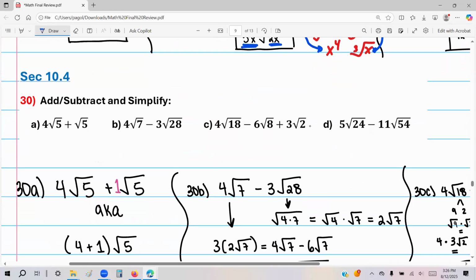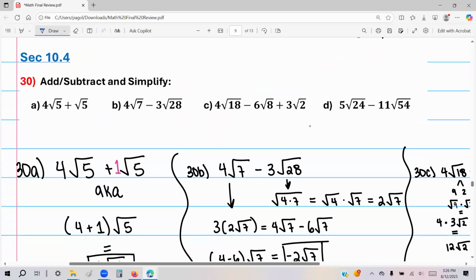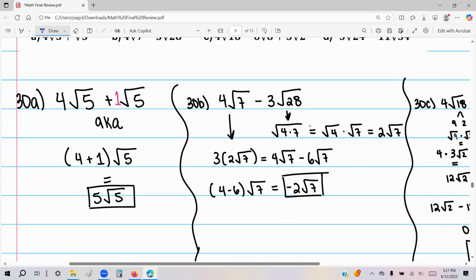I think we have time. We don't have much left, right? Addition, subtraction, I'm not going to do all the questions. I'll just go over one from each section and it will be fine. So the first one, we already have the same radical. So you combine the outside, you get 5 of them. 5 square root of 5.